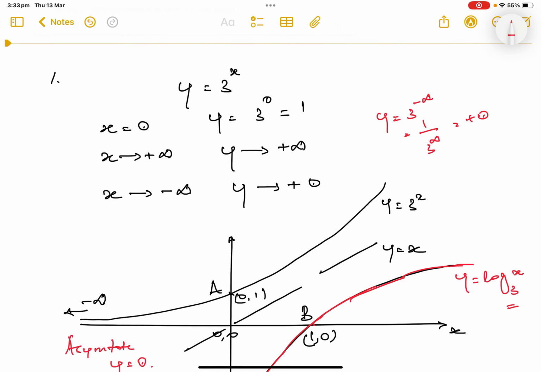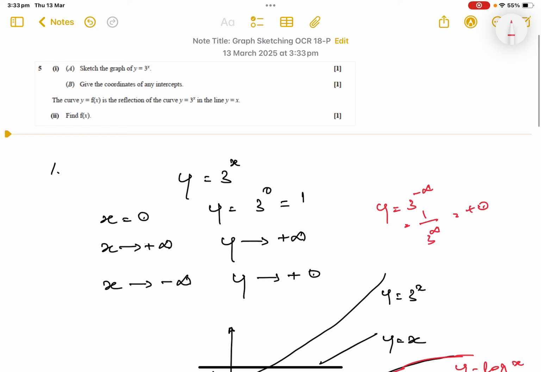So the graph is an exponential graph, as we know. It intersects the y-axis at (0, 1), and when x tends to minus infinity, y tends to positive 0, just above the x-axis. That's the graph. The intercept is (0, 1), the y-axis intercept.